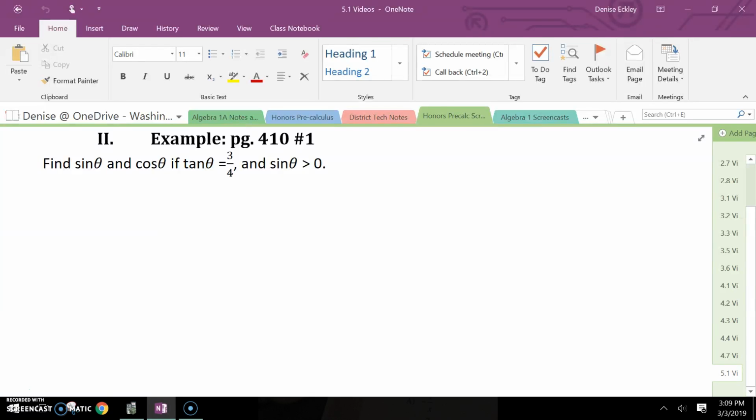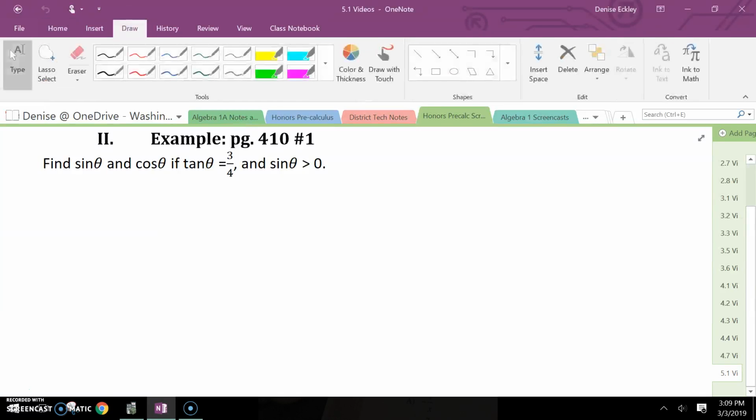So the first example: find sine theta and cosine theta if you know tangent of theta is 3/4 and sine of theta is greater than 0. Now the reason we have to have the sine of theta greater than 0 is that otherwise you could have a negative over a negative to make the positive 3/4, or you could have two positives. By saying that sine has to be positive, that forces us, with tangent being positive, to be in quadrant 1.